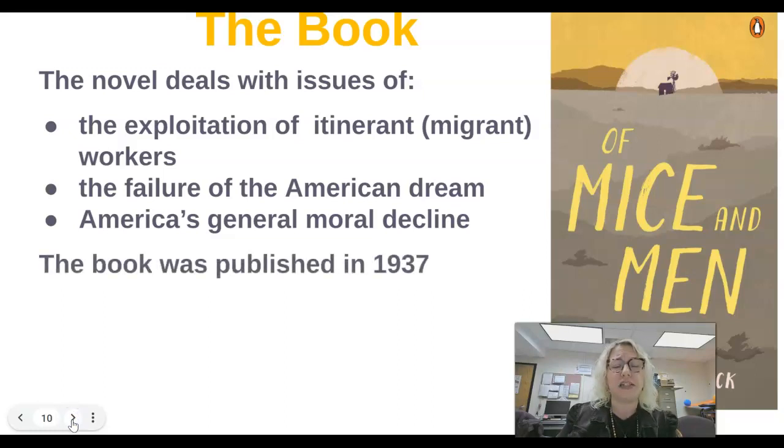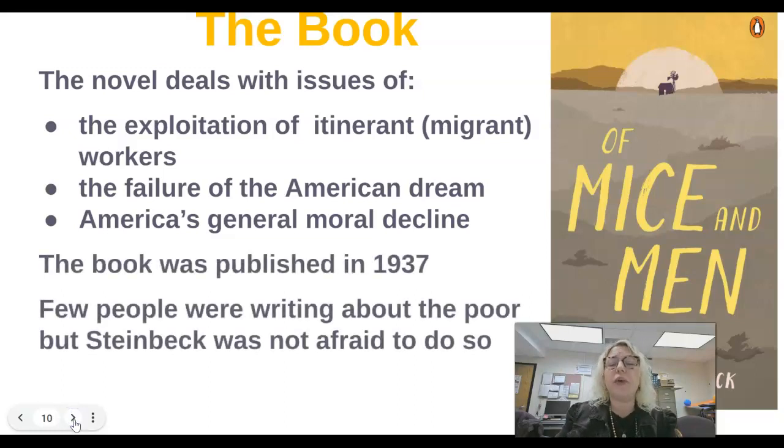The book was published in 1937. Few people were writing about the poor, but Steinbeck was not afraid to do so. And that's what he does in this book, Of Mice and Men.